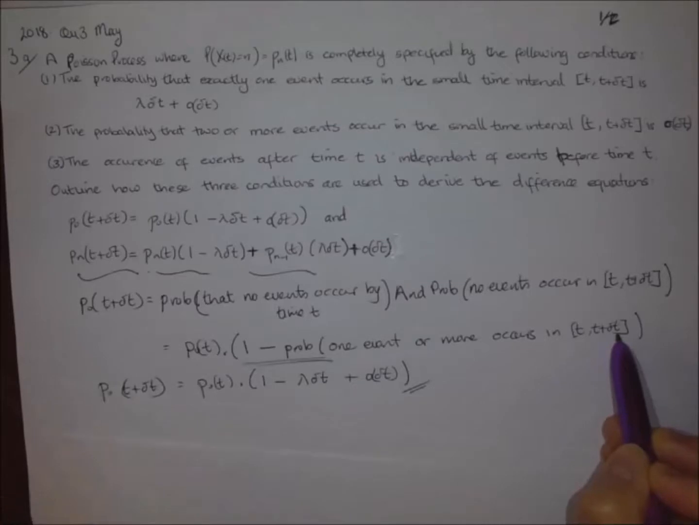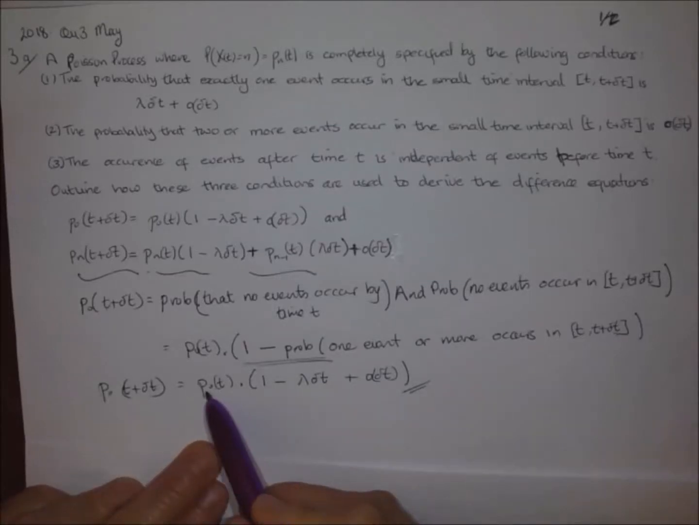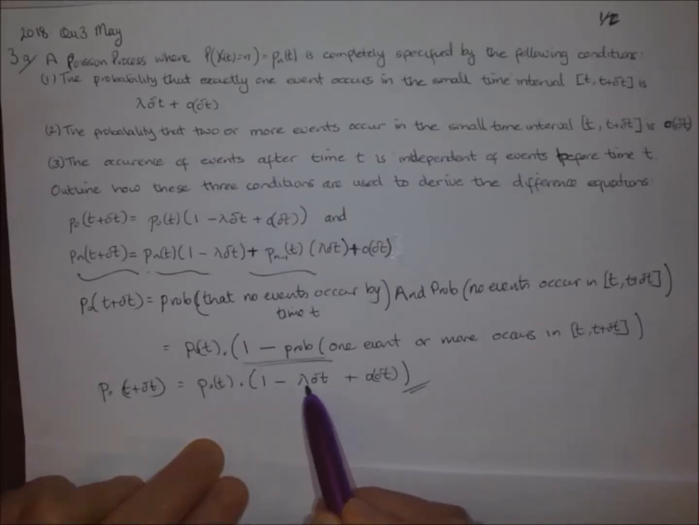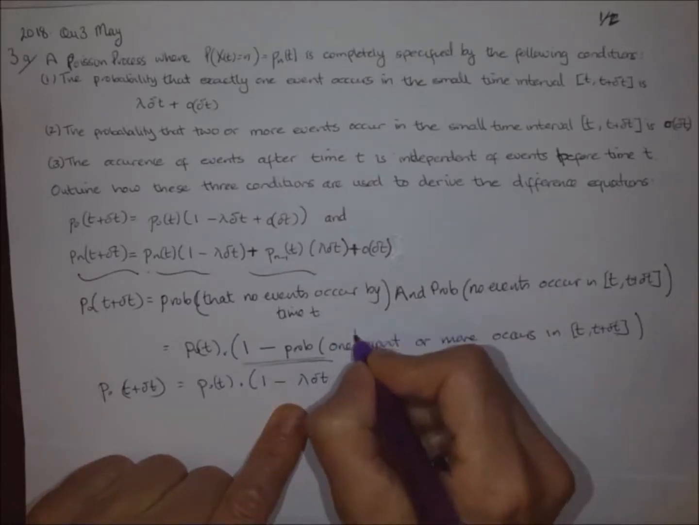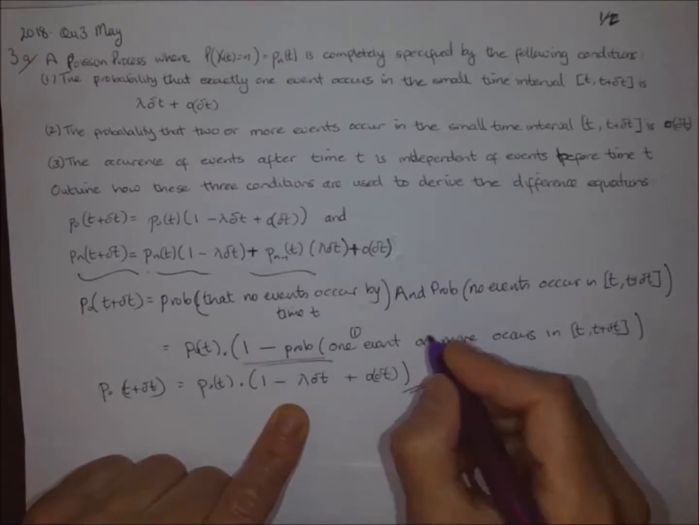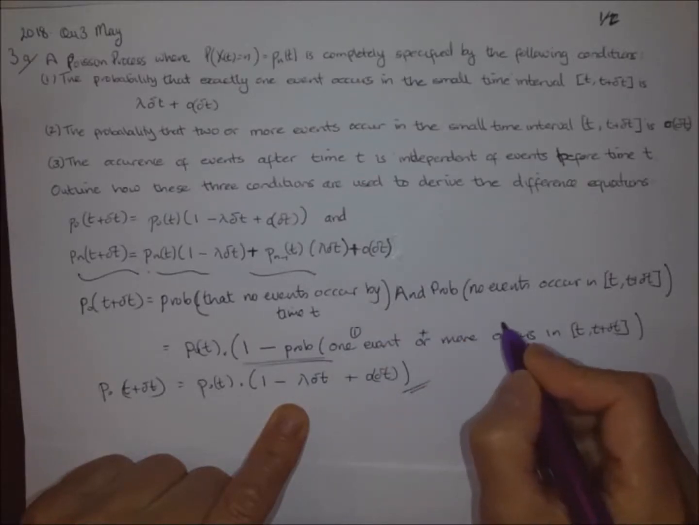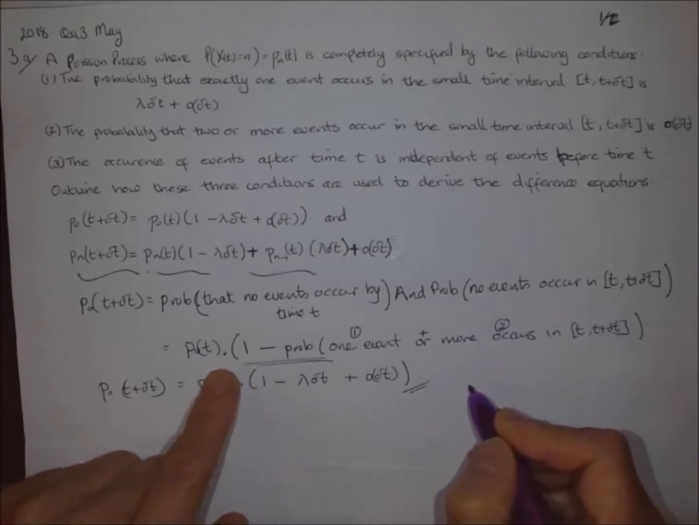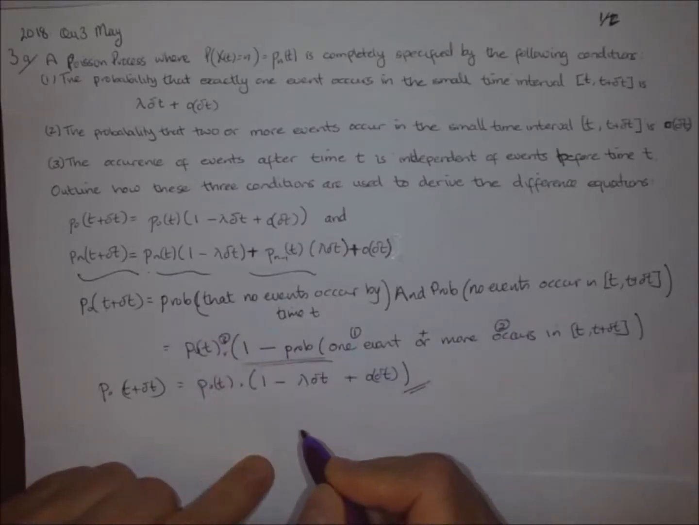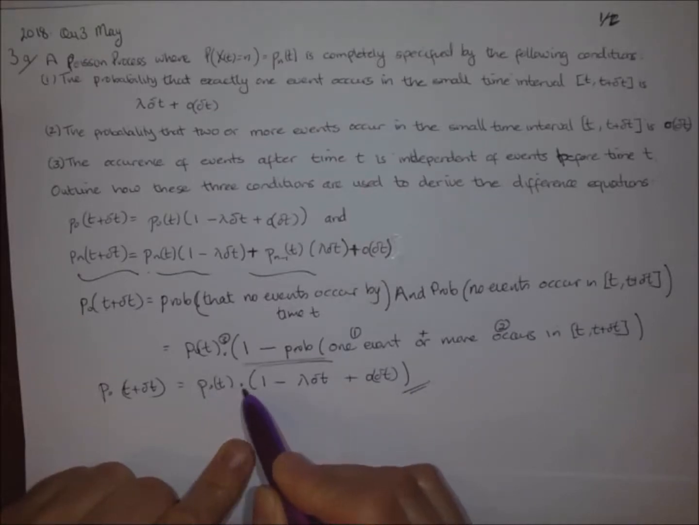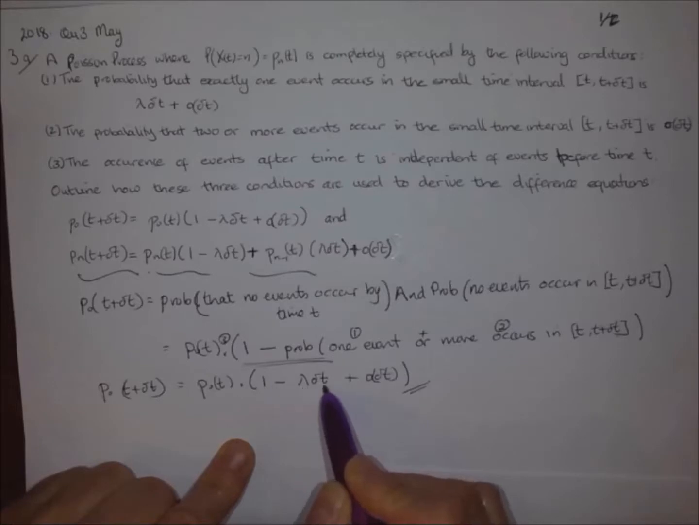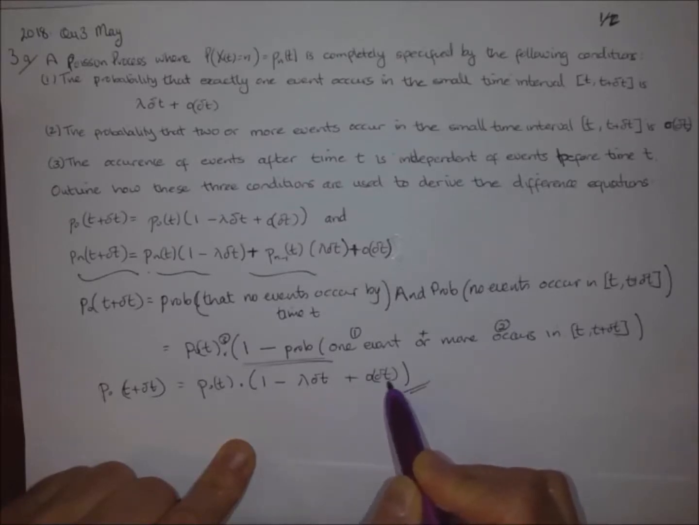So the probability that no events occur by time t is multiplied by 1 minus this: the probability that one event occurs, that comes from condition 1, plus the probability that more than one event occurs, that comes from condition 2. And we multiply them, and that comes from condition 3. So then we have the probability that no events occur by time t multiplied by 1 minus lambda delta t, which is the probability of one event occurring, or little o(delta t), the probability of more than one event occurring.